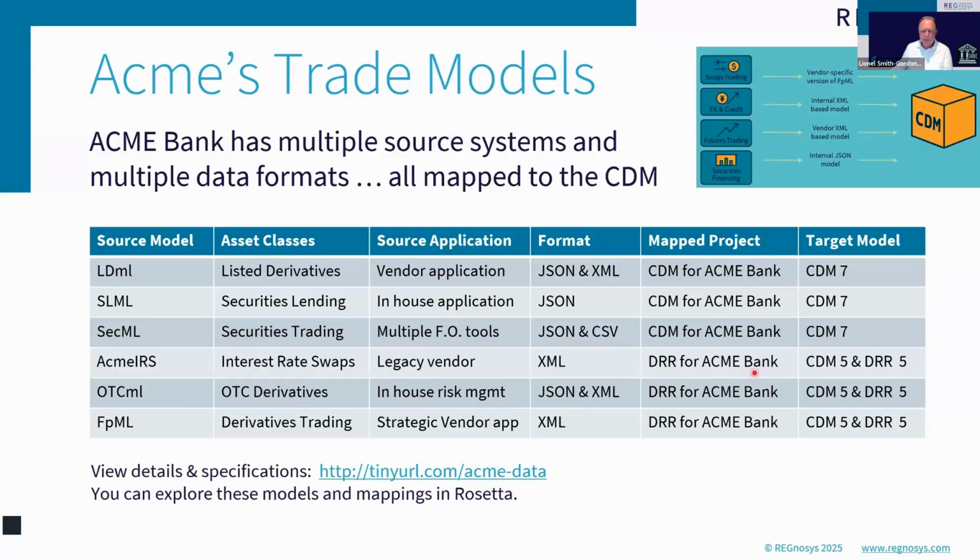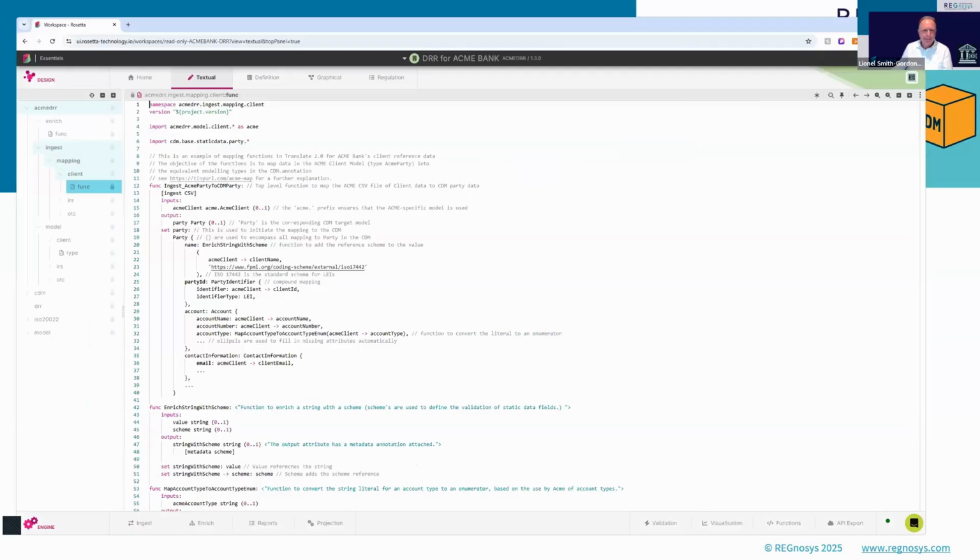Then in the DRR for Acme Bank project in Rosetta, we have examples for OTC derivatives, interest rates, and other types as well, also as FpML. And these ones are again in XML and JSON, and these go not only into CDM, but all the way through to Acme Bank. And that is basically the same demonstration I gave you right at the very beginning.